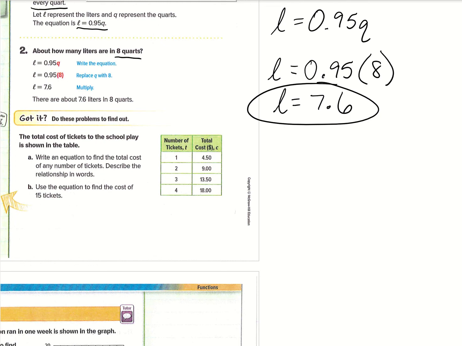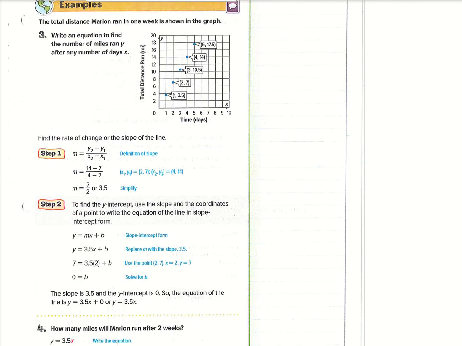I'm not going to have you worry about doing the got it problems, just because this is what we've done all chapter long. So we'll go ahead and move on. Example 3 is a real-world problem where the total distance Marlin ran in 1 week is shown in the graph. It asks us to find an equation to find the number of miles ran y after any number of days x.